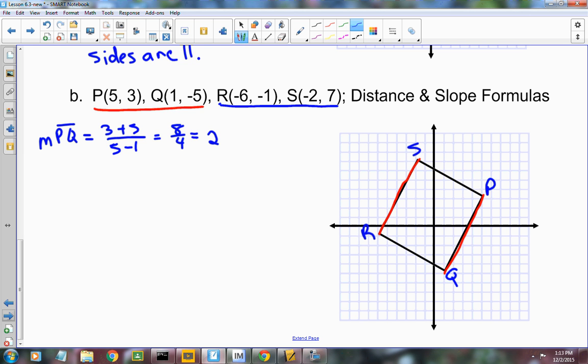Okay. Then I want to look at the slope of RS. And again, I'm going to subtract the y's, and then I'm going to subtract the x's, negative 6 minus a negative 2. That gives me negative 8 over negative 4, which is equal to 2. So are those parallel? Alright. So PQ is parallel to RS.